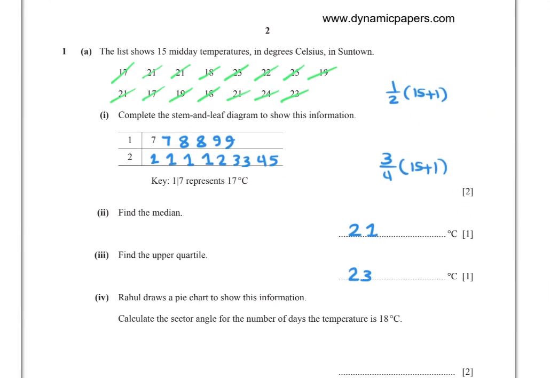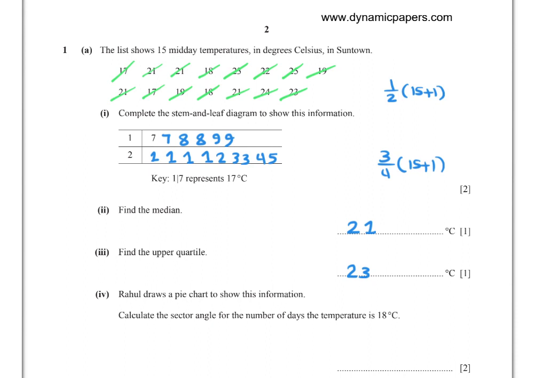Now, for part 4, Rahul draws a pie chart to show this information. Calculate the sector angle for the number of days the temperature is 18 degrees Celsius. How many days with temperature 18? 2. And the total? 15. So the sector angle is 2, the number of days with 18, over the total number of days, multiplied by 360. That is 48 degrees.